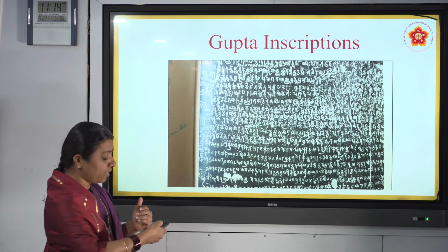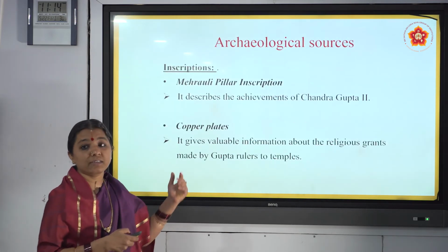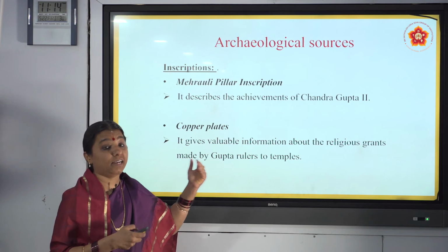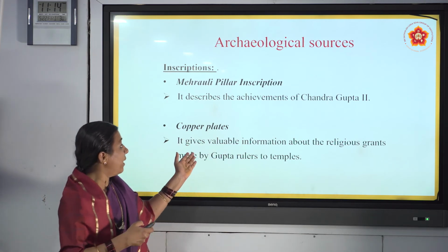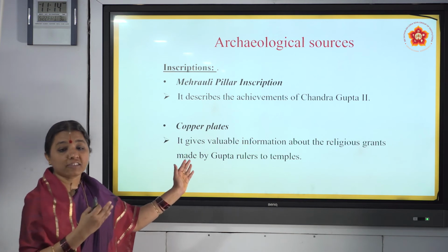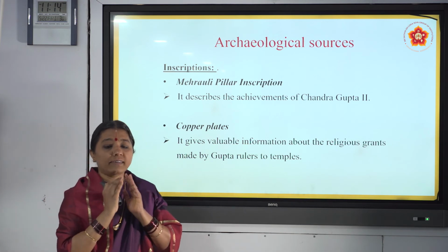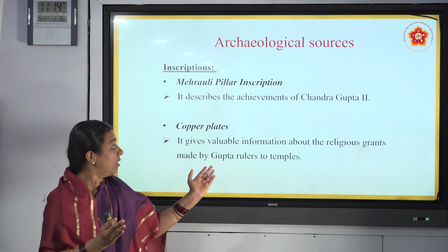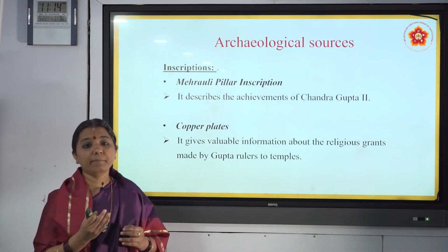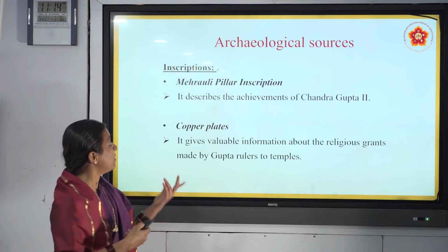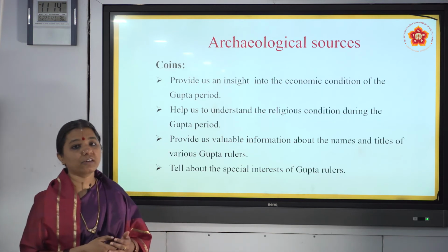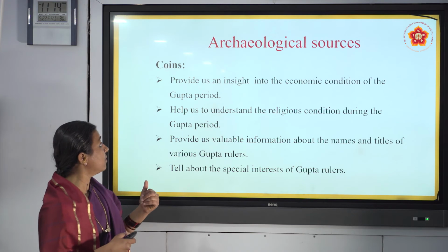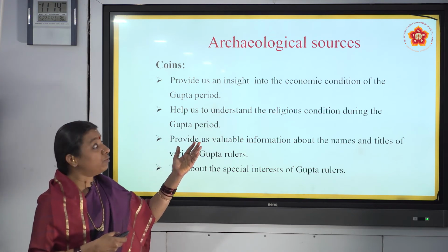And then we talked about another important inscription, the Mehrauli pillar inscription near Delhi, and it contains the achievements of Chandragupta too. And next we moved on to the copper plate inscriptions, which 99% tell about the religious grants made by the Gupta kings to the temples. And then we moved to the second important archaeological source to rewrite the history, coins, and how they provide an insight into the economic conditions.